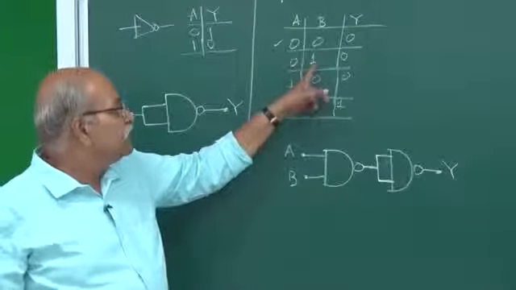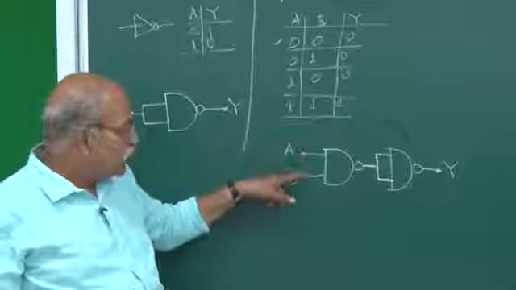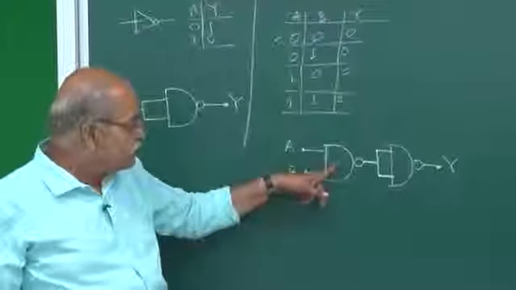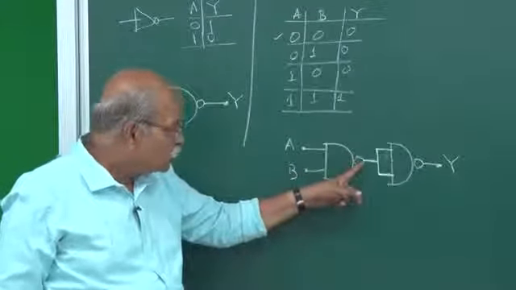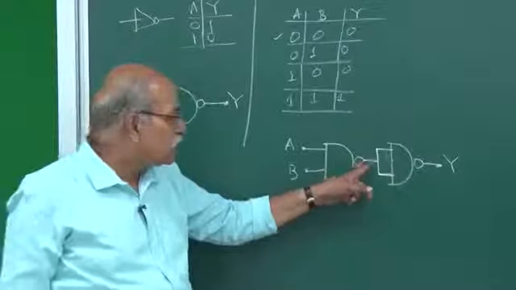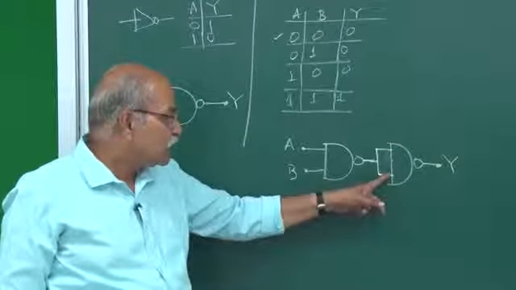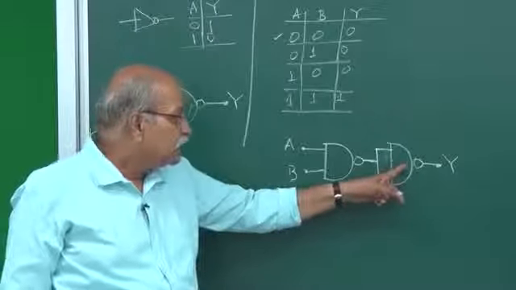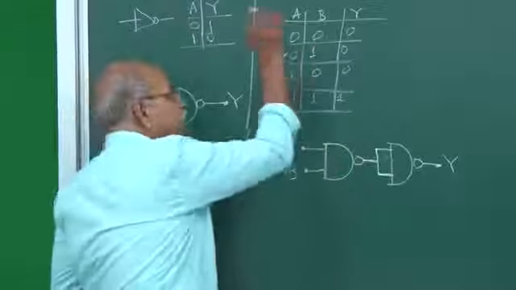A is 0, B is 1. So A is 0 and B is 1. For 0 and 1, the AND gate will give me 0, and therefore NOT of that will be 1. And so here it goes 1, here it goes 1. And 1 and 1, AND will give me 1, and NOT of that will give me 0. So this is 0, that's fine.